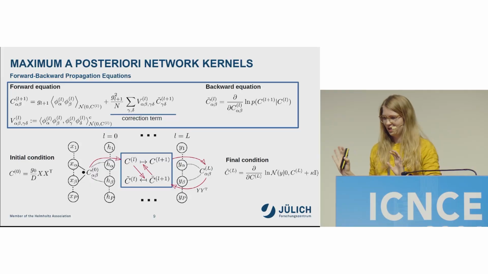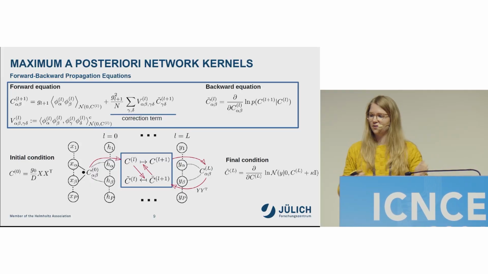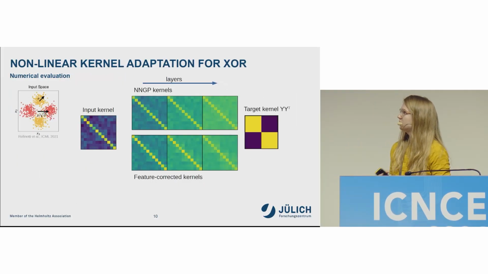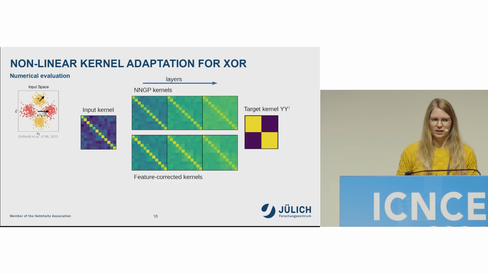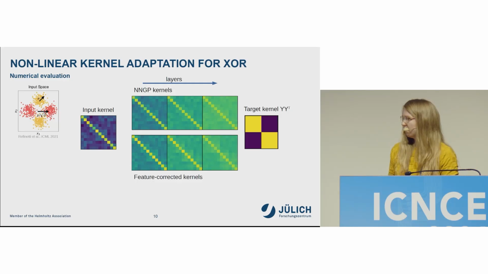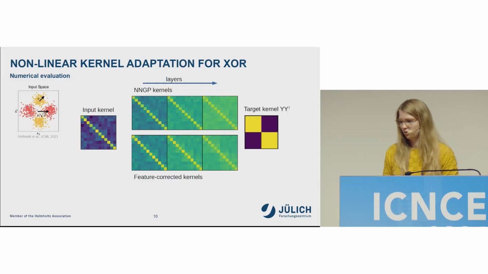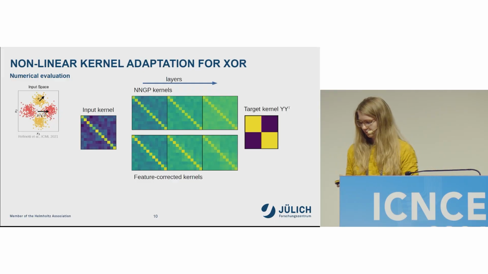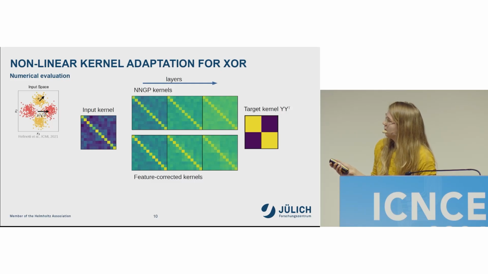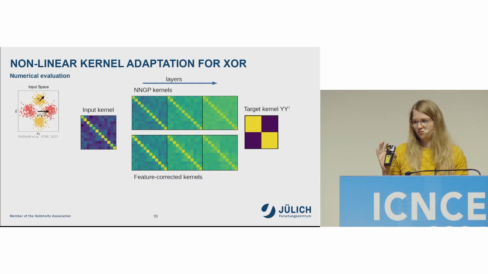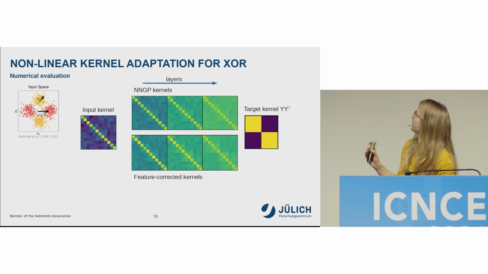Okay, now that we have this in terms of equations, let's look into how this looks in practice. And the task we first look at is the formulation of the XOR task that's given as a Gaussian mixture here, where the two red Gaussian blobs correspond to one class and the two yellow Gaussian blobs correspond to the other class. Now I show you first the input kernel, which doesn't have much structure in the beginning.